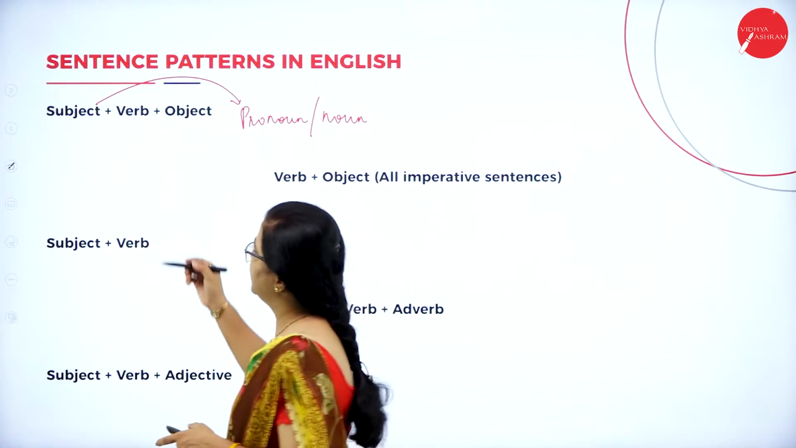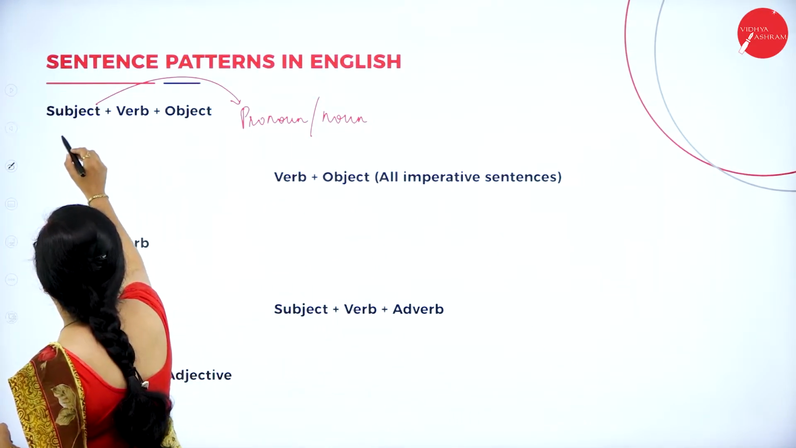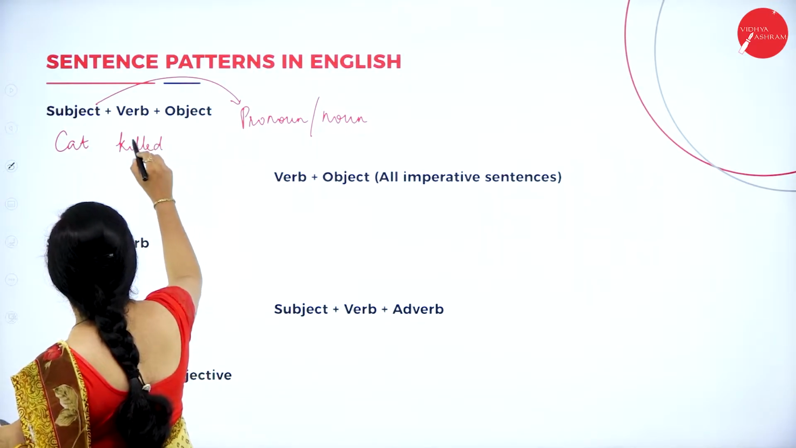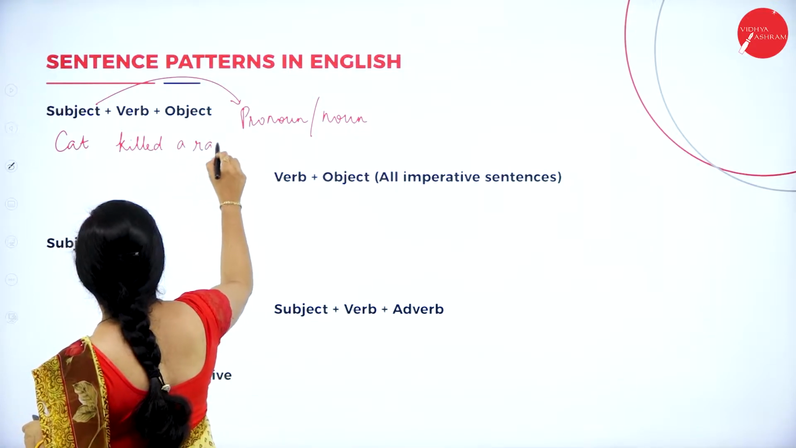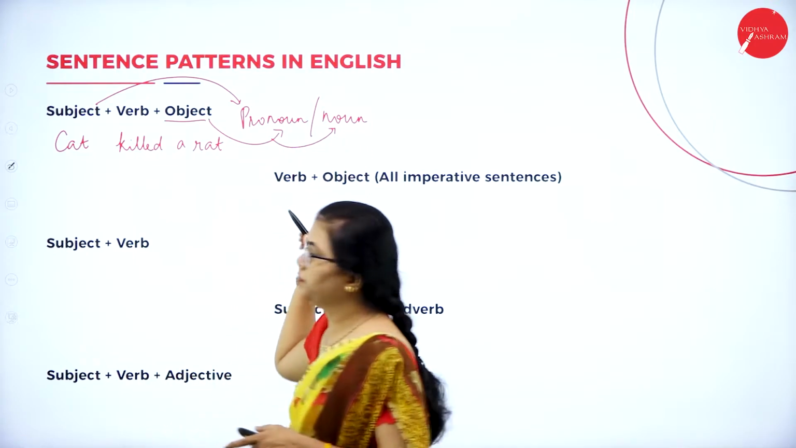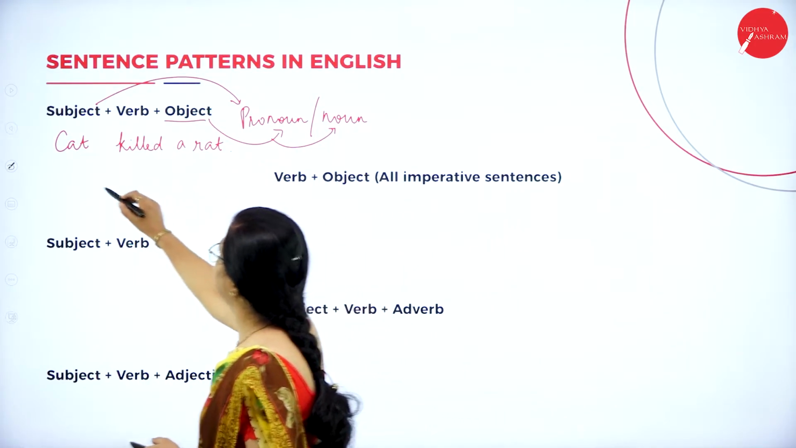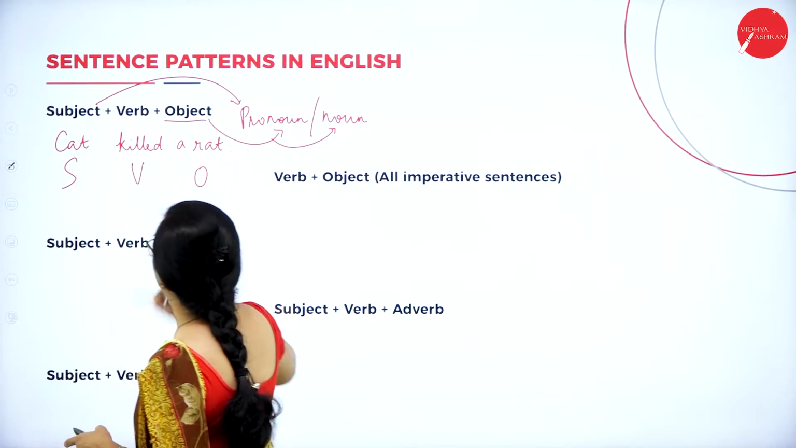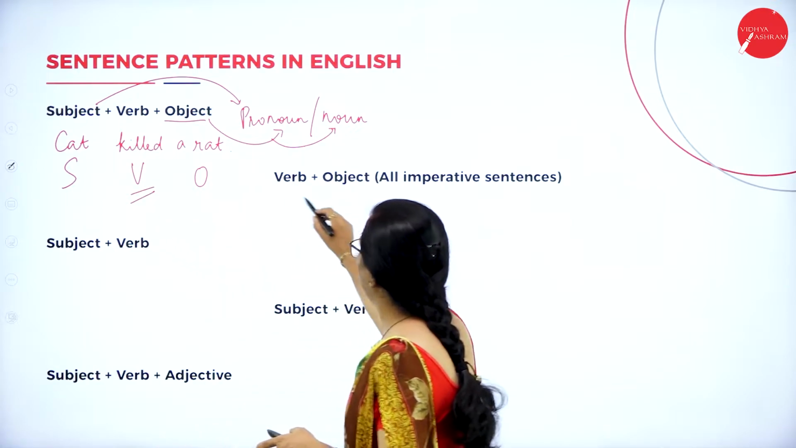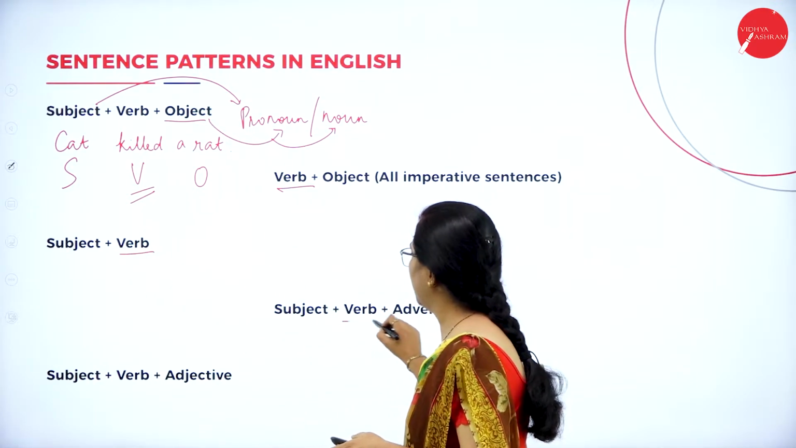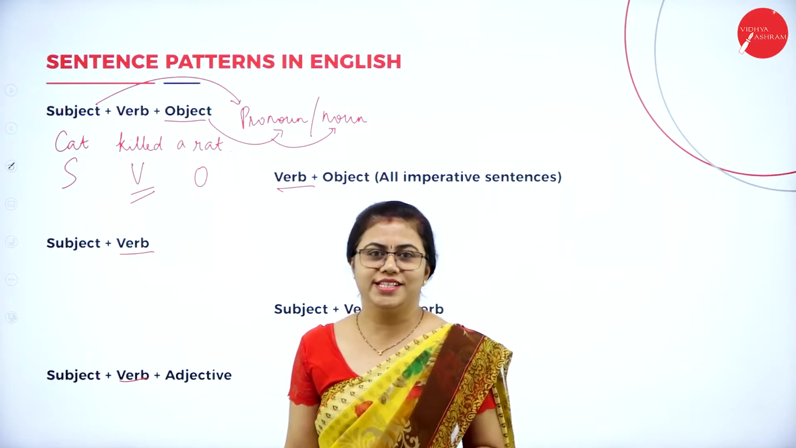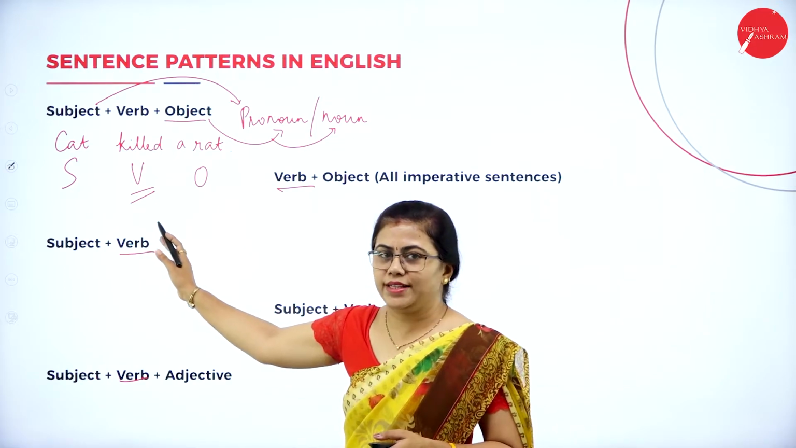So I'm just giving you one example here. So I say, cat, verb, that is the action word, killed, a rat. It's an object. So the object also can be a pronoun or a noun. So cat killed a rat: this is subject, verb, and object. This is the sentence pattern here. Verb is the heart of the sentence. So wherever you go, there is a verb. Without a verb, you can never frame a sentence. So this is one of the sentence patterns of English.